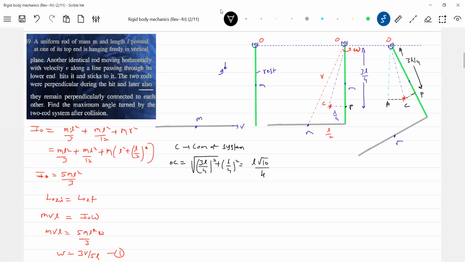All together we should calculate this angle. The total sum of these two angles is what is asked: find the maximum angle turned by the two rod system after collision. So we know this angle. Am I right? We know this angle, there's no problem. What about this angle? How to calculate?